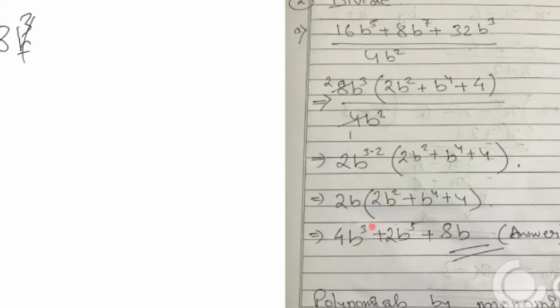1 plus 2 is 3. Powers will be added because it is being multiplied. Plus here there is no number, which means 1 is there. So 2 into 1 is 2.